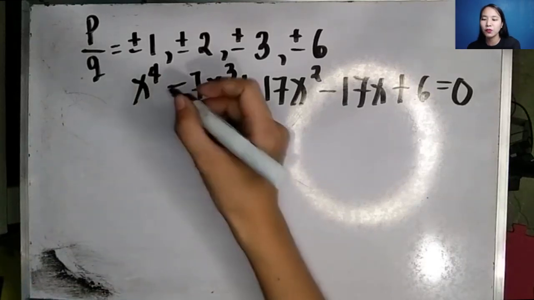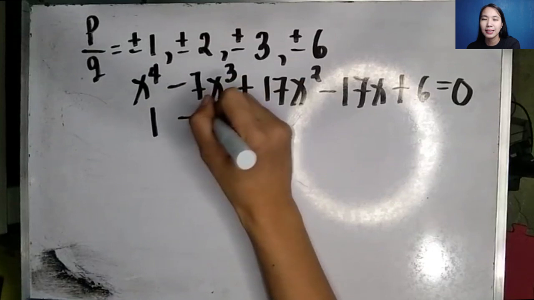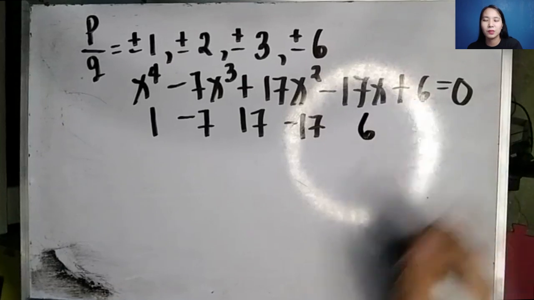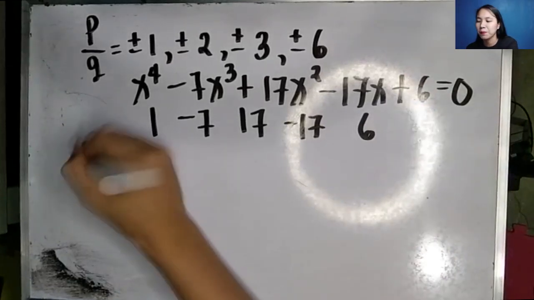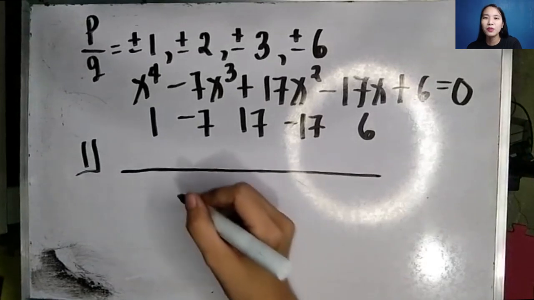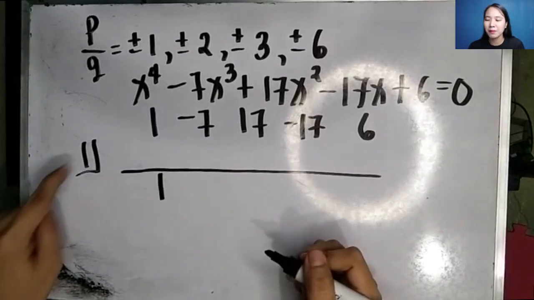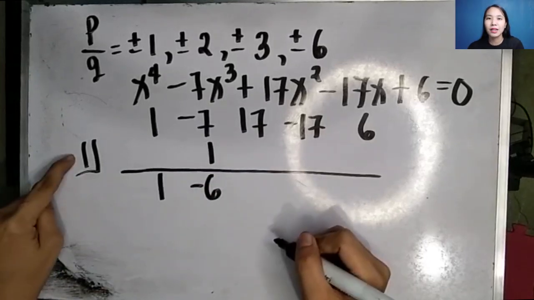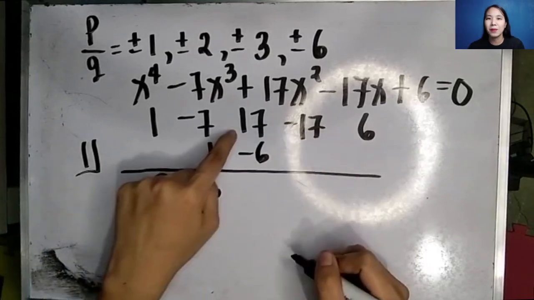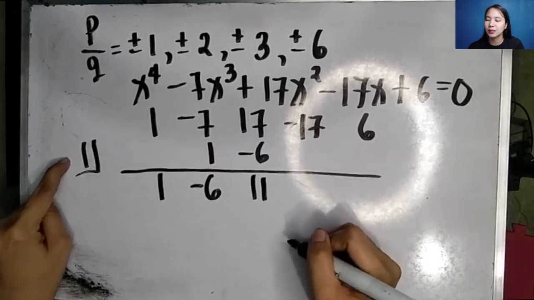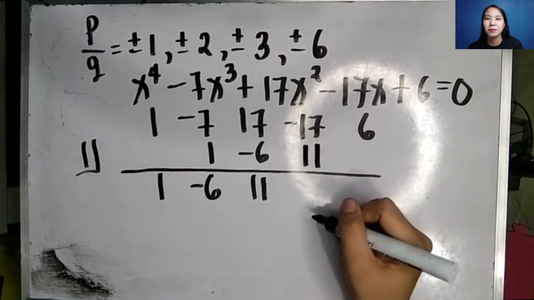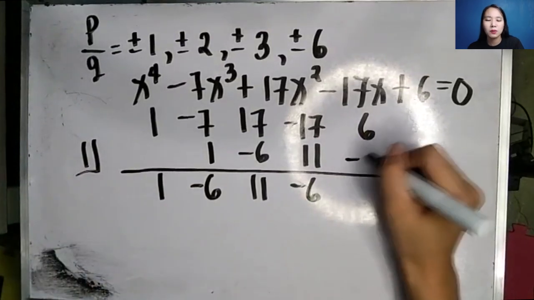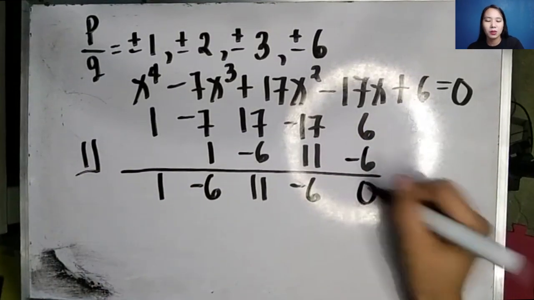So our numerical coefficients are 1, negative 7, positive 17, negative 17, and positive 6. And this time, let us use positive 1. Bring down the first number, which is 1. Multiplied by 1 is equal to 1, plus negative 7 is equal to negative 6, times 1 is equal to negative 6, plus 17 is equal to 11, times 1 is equal to 11, plus negative 17 is equal to negative 6, and negative 6 times 1 is equal to negative 6, plus 6 is equal to 0.